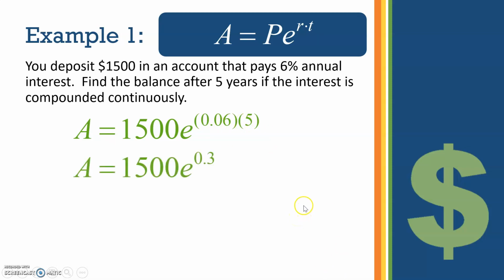And it's really just a plug and chug. I went ahead and multiplied the values in my exponent together. That way it's easier to correctly put into the calculator. 1,500 times base e to the 0.3 power would give us $2,024.79.